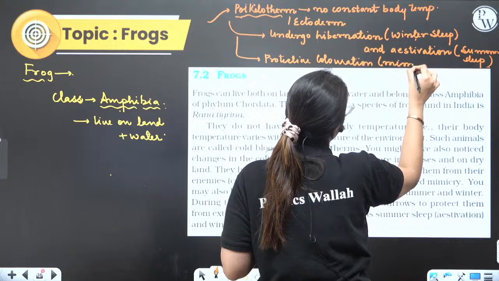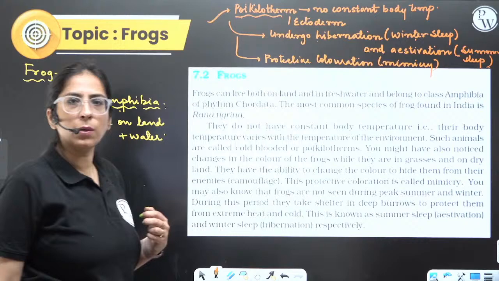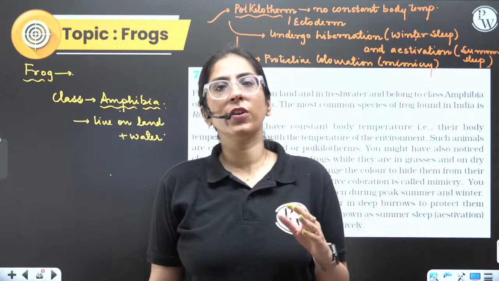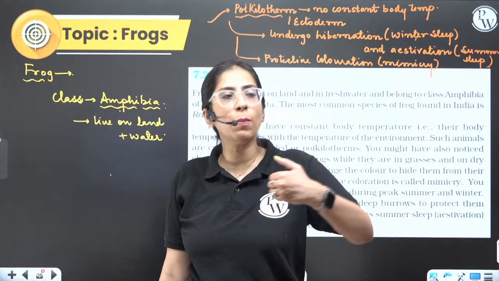They can live on land also, they can live on water. How do they copulate? It's like they show external fertilization. Female will release egg, male will release sperm in the water, and there will be fertilization. So amphibians were those group of organisms who first migrated to land, but they need water also to complete their life cycle. So they used to go back to water for laying egg.